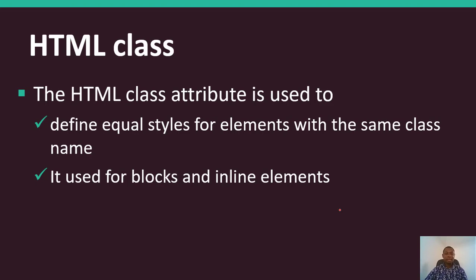HTML class. The HTML class attribute is used to define equal styles for elements with the same class name. It's used for blocks and inline elements. So it's a class, it's a template, so many members can share the same class. So within an HTML document, we can have several classes. For instance, if a class is called country, then Nigeria can share that class. Then Japan can also share that particular class.